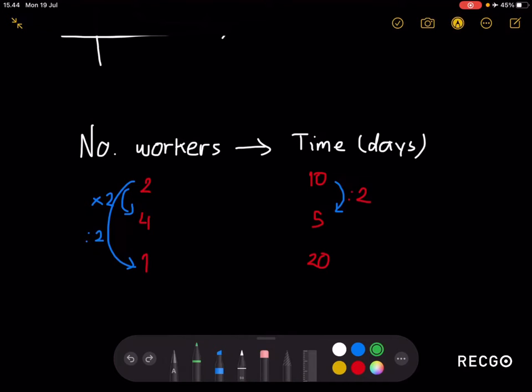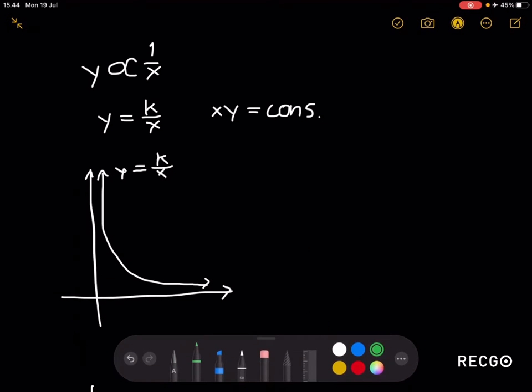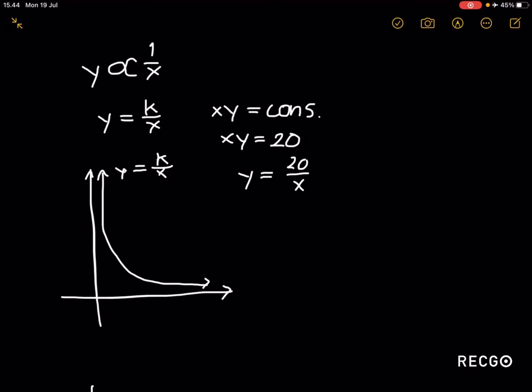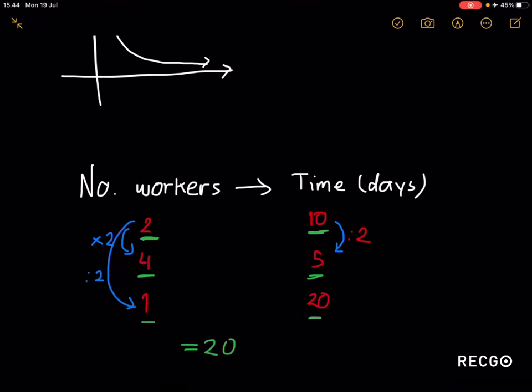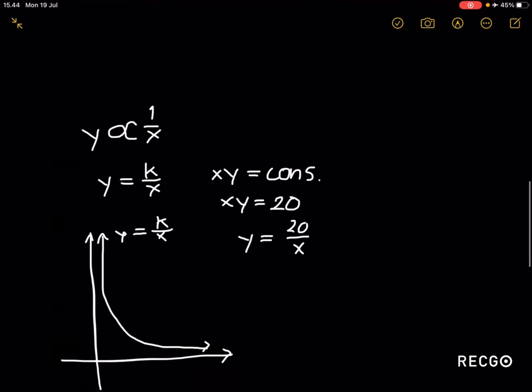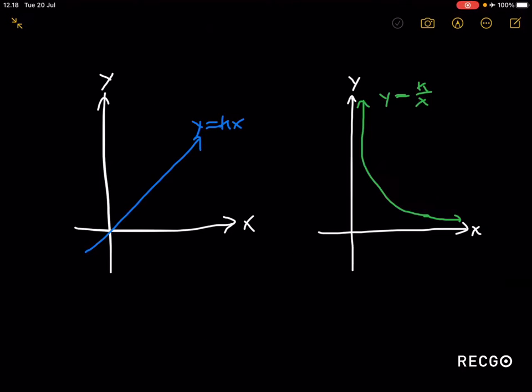So notice how these two are related. If you take the product of the number of workers with the time for each corresponding row, you'll always get 20, which fits into our definition of inverse proportionality, with x times y being a constant of 20. Or in other words, y, the time taken to complete that same project, is equal to 20 over x. And by the way, we're assuming that all of these workers work at the same rate and they don't take breaks. Now before I end this video, I want to show something.